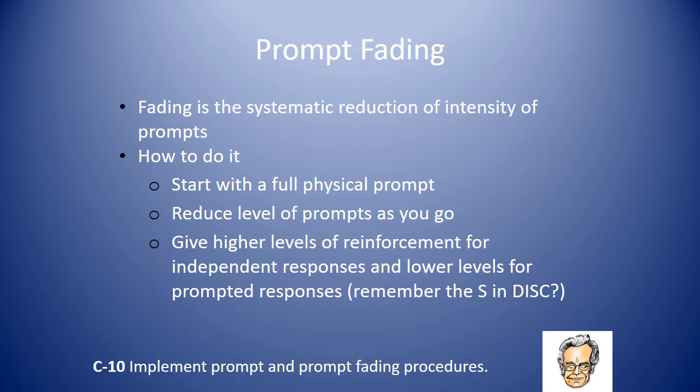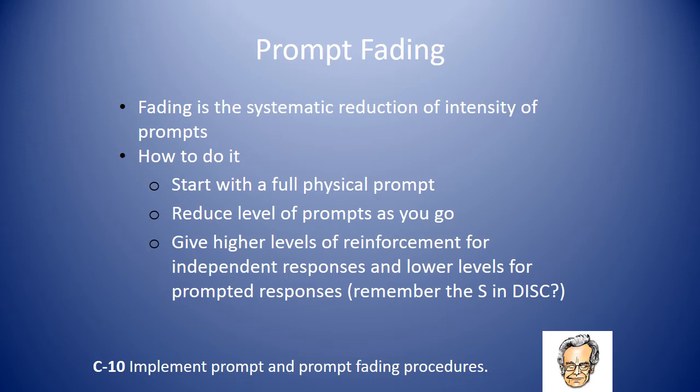So, if we are doing prompting, we also want to be cognizant and aware of prompt fading. Fading is a systematic reduction of intensity of prompts. How to do it: we start with the full physical prompt. We reduce the level of prompts as you go, and you give higher levels of reinforcement for independent responses and lower levels for prompted responses. Remember, that's kind of like the S in DISC, so the size of the reinforcement.